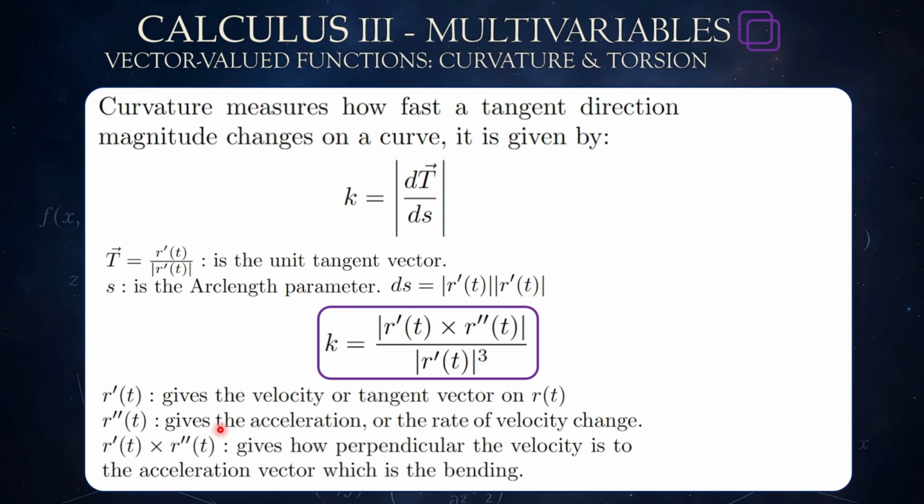R second t gives us the acceleration, or the rate of velocity change. So r prime t cross r second t gives us how perpendicular the velocity is to the acceleration vector, which is also the bending, okay? Because r prime t cross r second t gives us a vector that is perpendicular, or normal, to both vectors. When these two are parallel, the cross product would give you 0, so there would be no curvature or no bending at all.